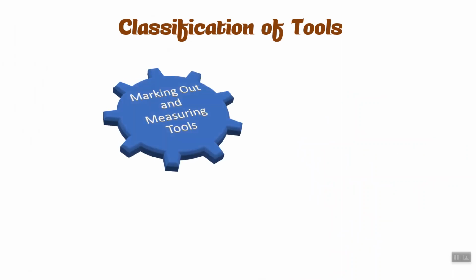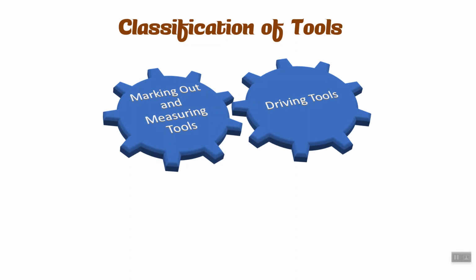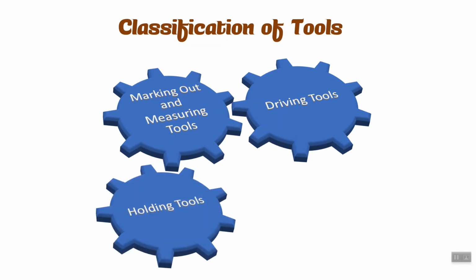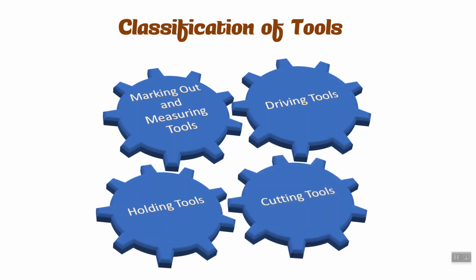So to run these processes, we use specific tools. Tools are classified into 4 families, 4 categories. That are the marking out and measuring tools. Okay, so this is a group of tools. Another group of tools are called the driving tools. Then there are the holding tools, and finally the cutting tools. So 4 categories of hand tools.